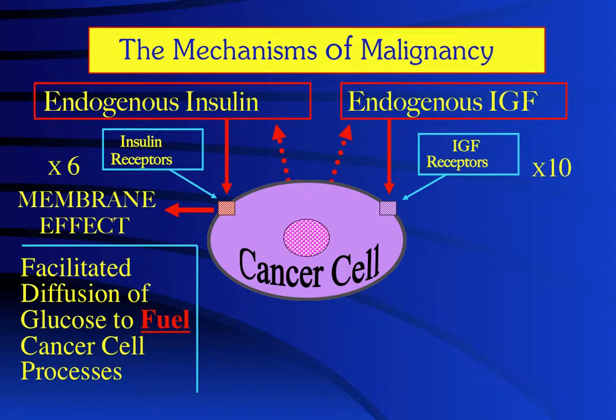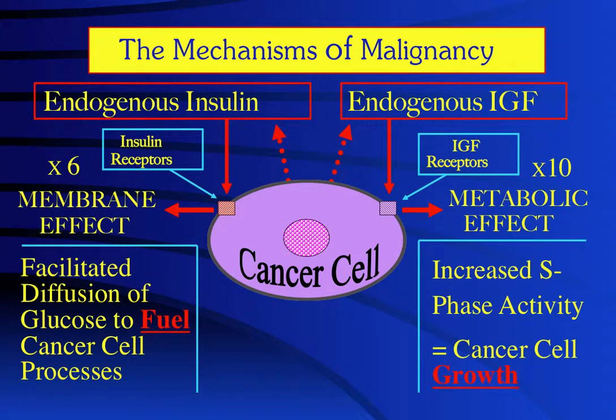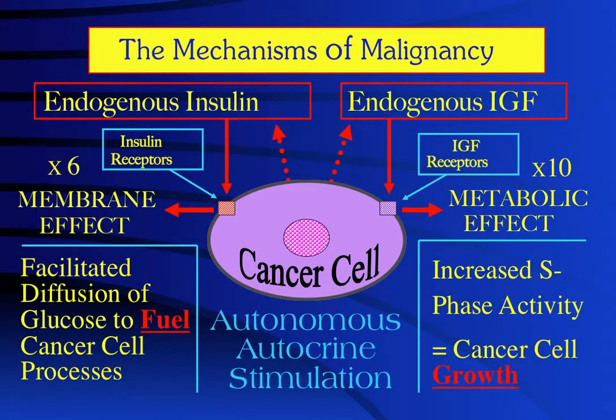They have 10 times more IGF receptors per cell than any other cell in the human body. This produces a metabolic effect of increased S-phase activity, which equals cancer cell growth. So you have autonomous ability to fuel and autonomous stimulus for growth. Sounds like malignancy to me. And this is autonomous autocrine stimulation.